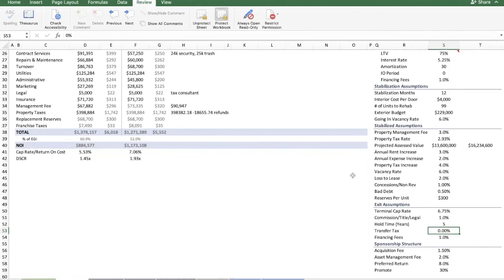As an example, we could just change that exit cap rate to 6, and that'll basically drive more returns on exit because you're just selling at a higher price.